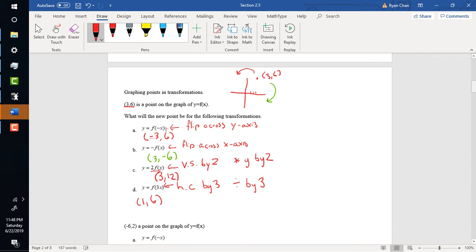So the idea is if you're going inside, here's actually a trick too. If you're doing any operation inside the parentheses, it's always generally opposite of what you think it is. Normally we think if we're putting a number inside, we're multiplying, but it's actually dividing. And if I'm adding something inside the parentheses, you think it's going to the right, but it's actually going to the left. And once again, if you're not sure, use your graphing calculator to check.